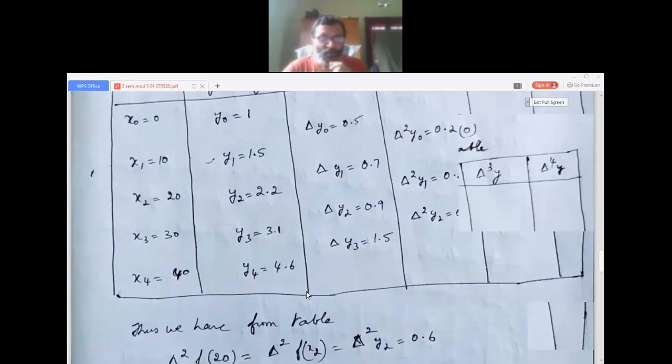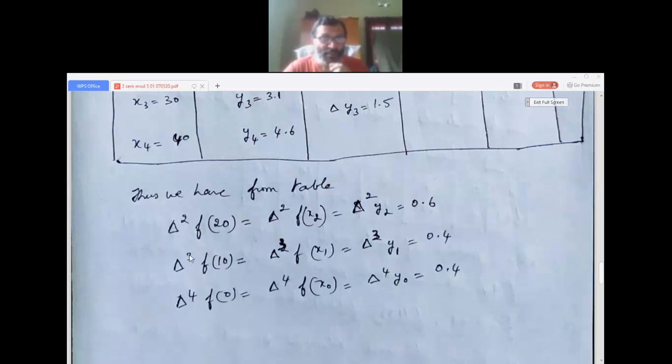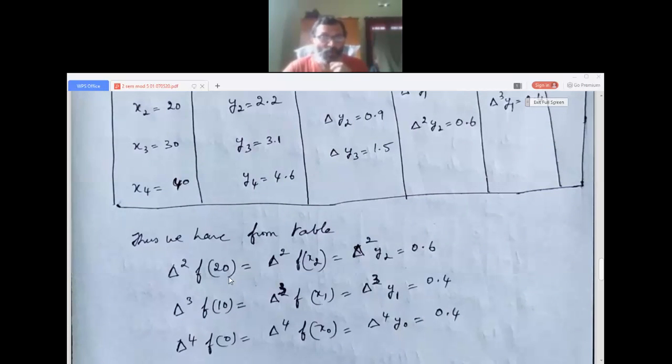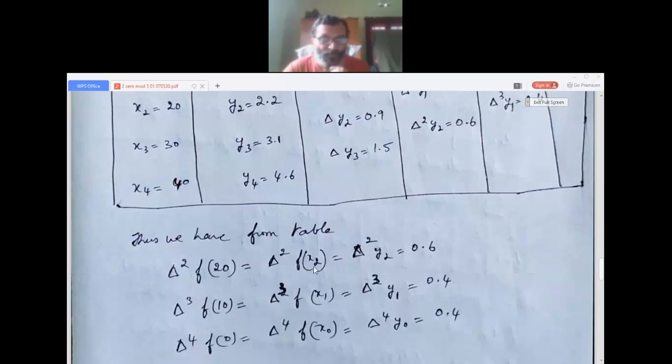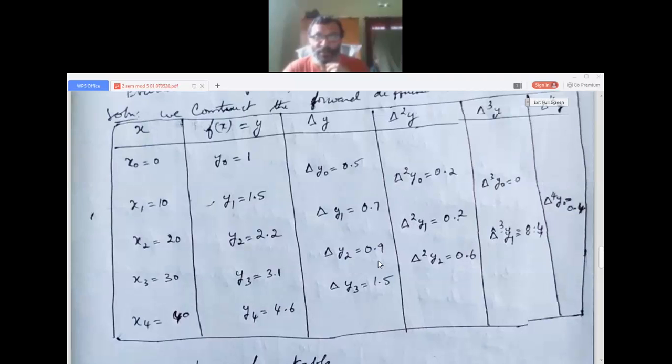Then we studied how to evaluate these. For example, if I take del squared f of 20, what is f of 20? F of 20 is x2. So del squared f of x2, and f of x2 is y2. So del squared y2, search here, it is 0.6. Del squared y2 is 0.6.